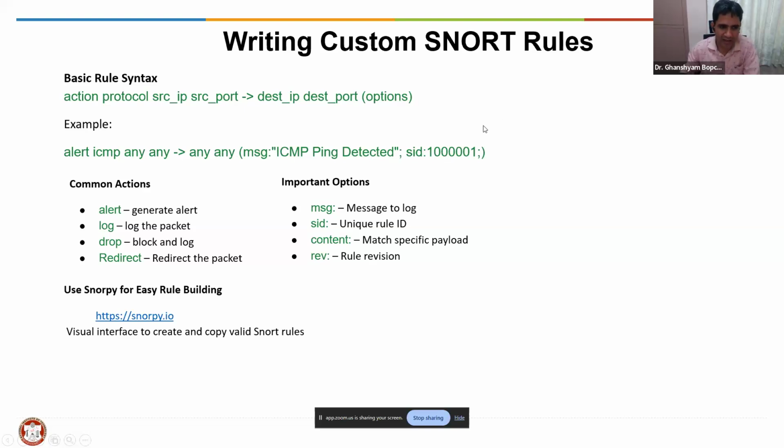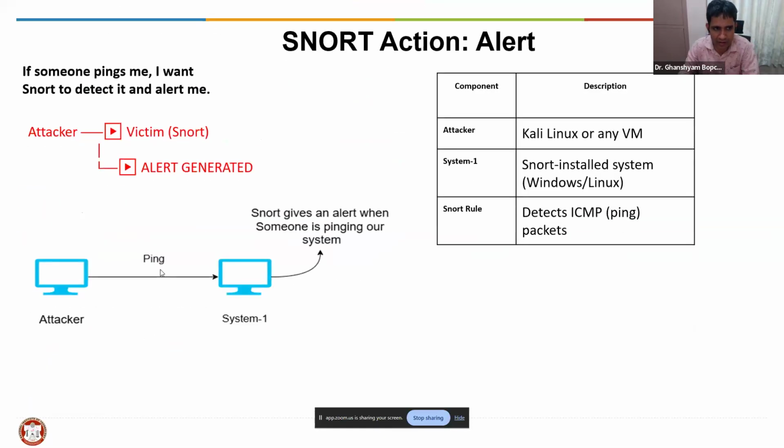So that he discussed. And there is a website called snorpy.io. You can go through this website and create some attack signatures. You can create rules for Snort for a particular attack, and you can plug those rules into Snort and test them.